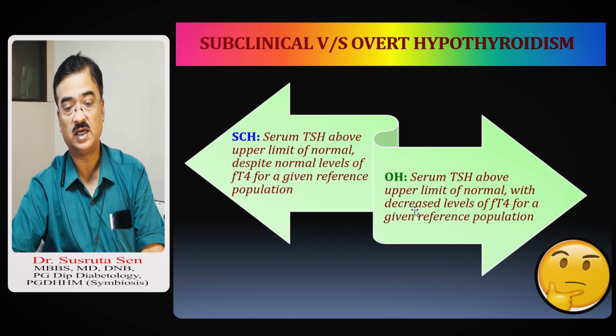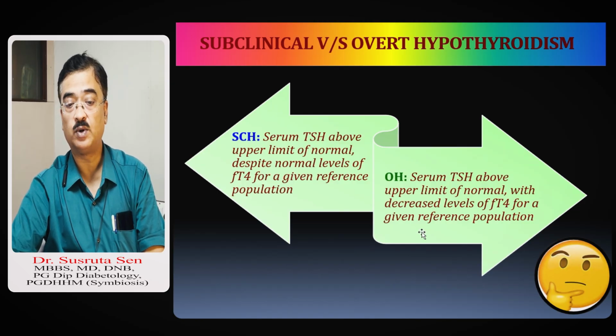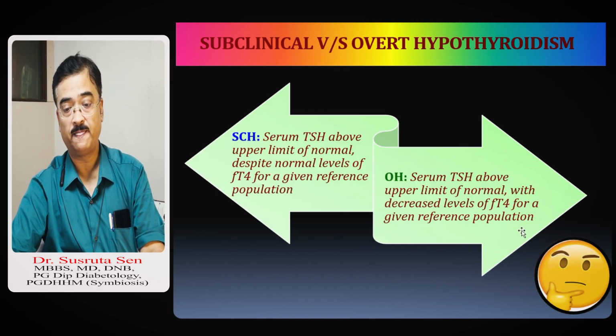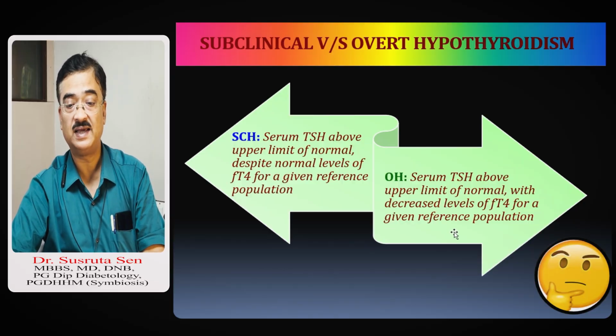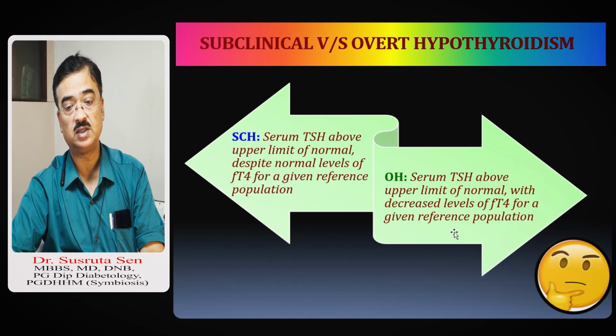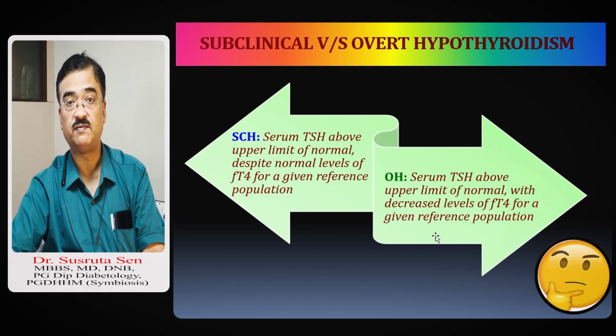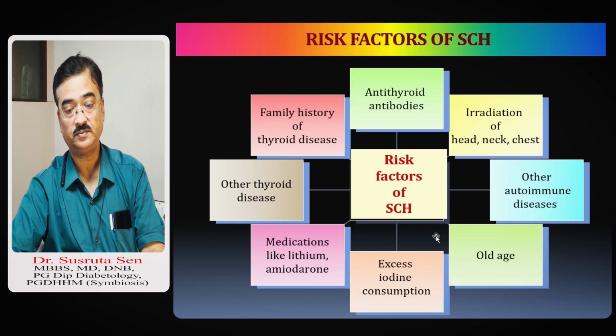So what is subclinical hypothyroidism? Let's see. When serum TSH level is above the upper limit of normal, despite a normal level of FT4 for a given reference population. And what is overt hypothyroidism? When serum TSH level is above normal and FT4 is less than normal. So subclinical hypothyroidism usually behaves clinically like a euthyroid or normal patient, but with a definite deficiency of thyroid function.